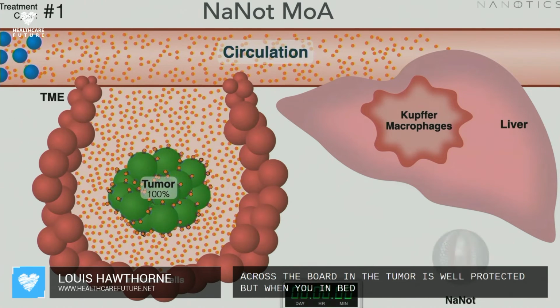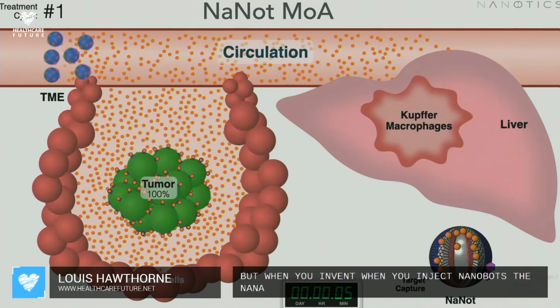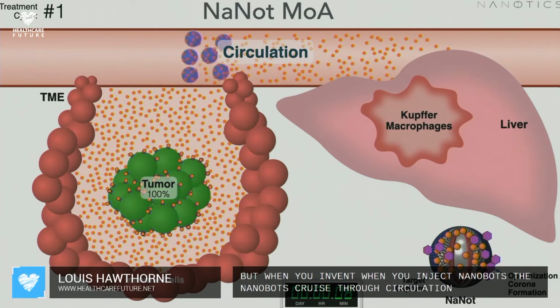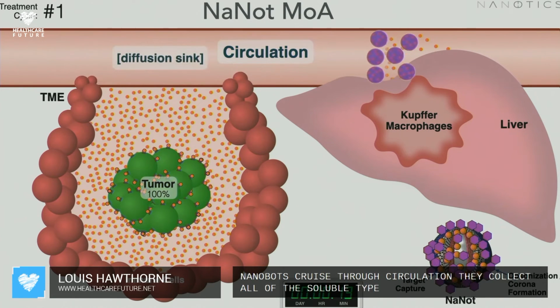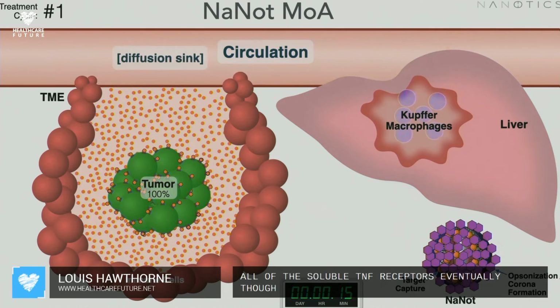But when you inject nanots, the nanots cruise through circulation. They collect all of the soluble TNF receptors. Eventually, those nanots end up in Kupffer macrophages.